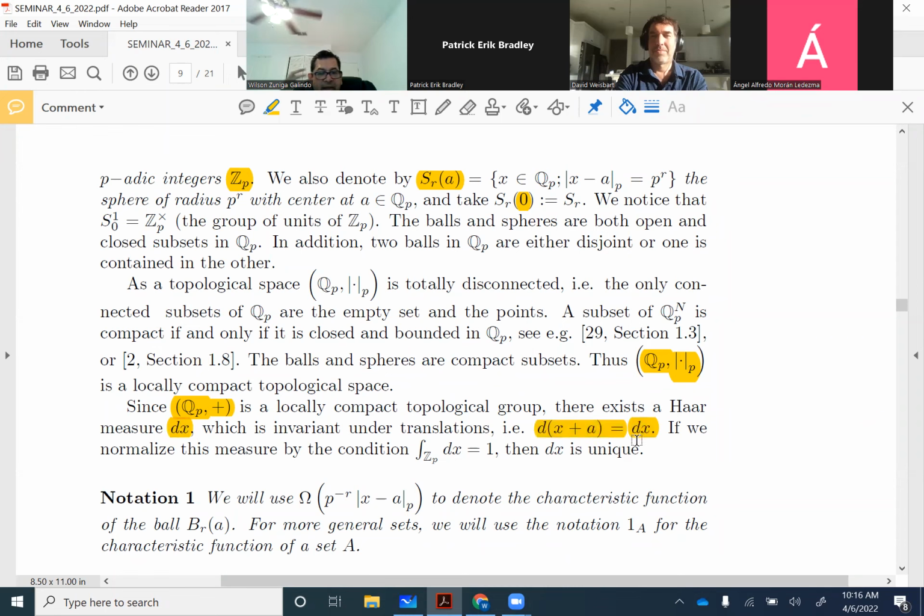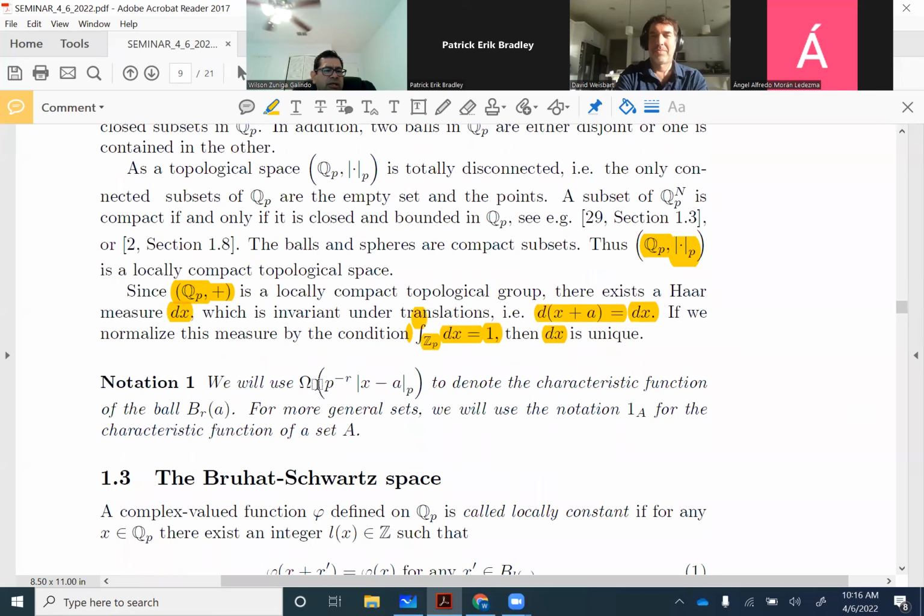This theorem asserts that there exists a Haar measure, dx, which is invariant under translation. This is a symbolic representation of this assertion of the invariance under translation. If we normalize the measure by this condition, in other words, if we assume that the measure of the unit ball is 1, then the Haar measure is uniquely defined.